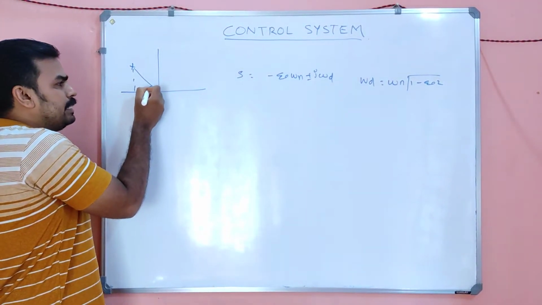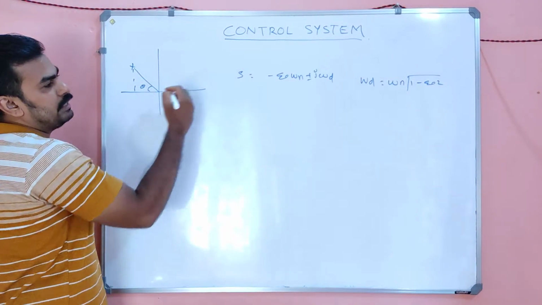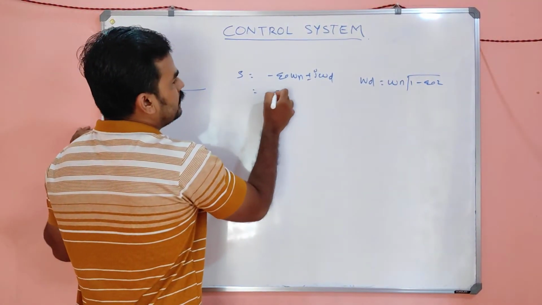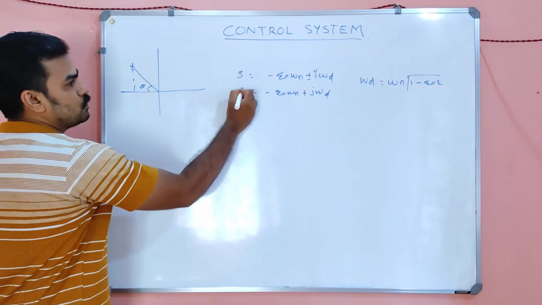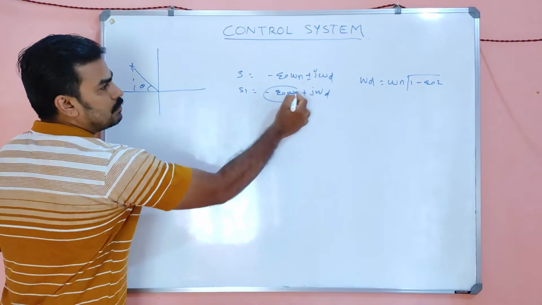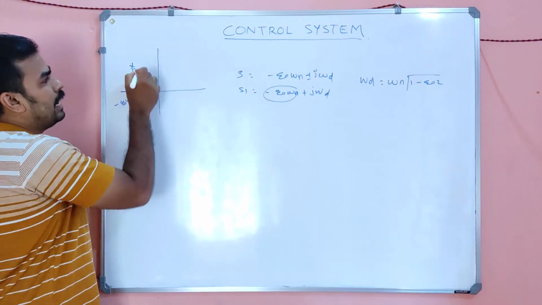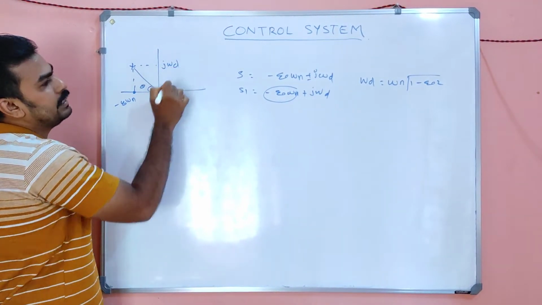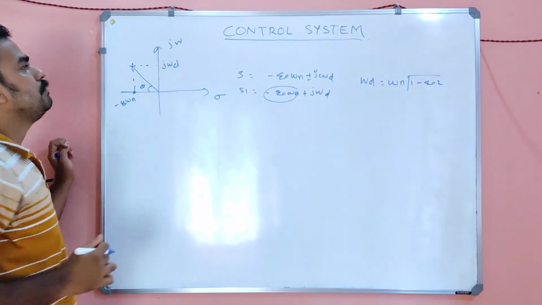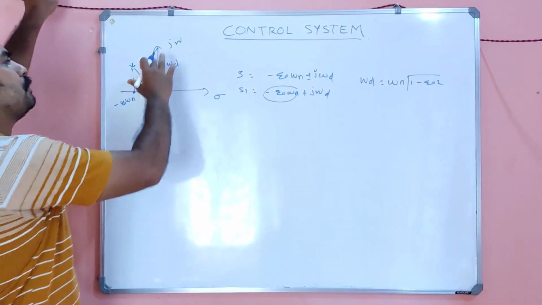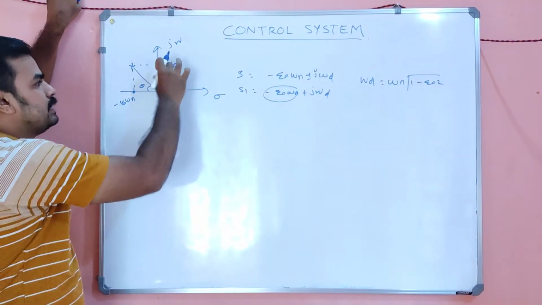Then what will be this angle theta? Let us take both the real and imaginary parts: minus zeta omega n plus j omega d. Take one value of s, let it be s1. The real point will be minus zeta omega n, and the imaginary point will be j omega d, because it is the sigma plus j omega axis. So simply omega d, since j is already there.